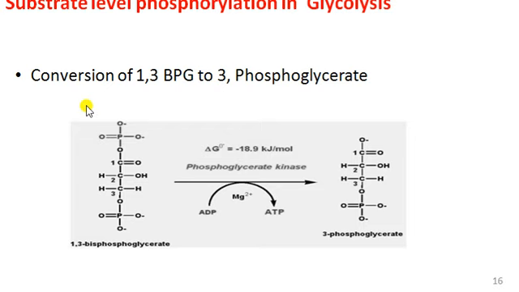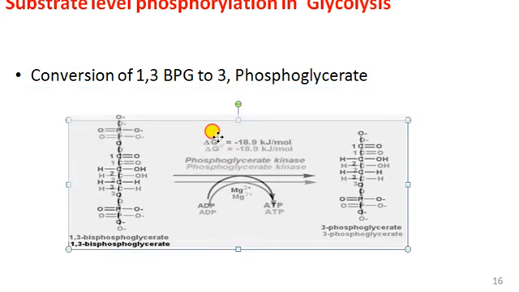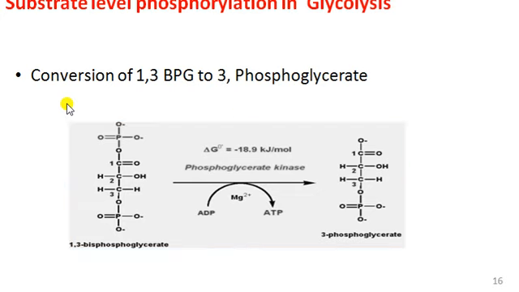For a few examples, see the conversion of 1,3-bisphosphoglycerate into 3-phosphoglycerate. Here the phosphate molecule is removed in the presence of phosphoglycerate kinase, the enzyme involved in phosphorylation in glycolysis. That's why ATP forms. The co-molecule magnesium 2 plus ions are involved in the formation of ATP. So ADP combines with magnesium 2 plus ions with the help of phosphoglycerate kinase to form ATP. This is one example.